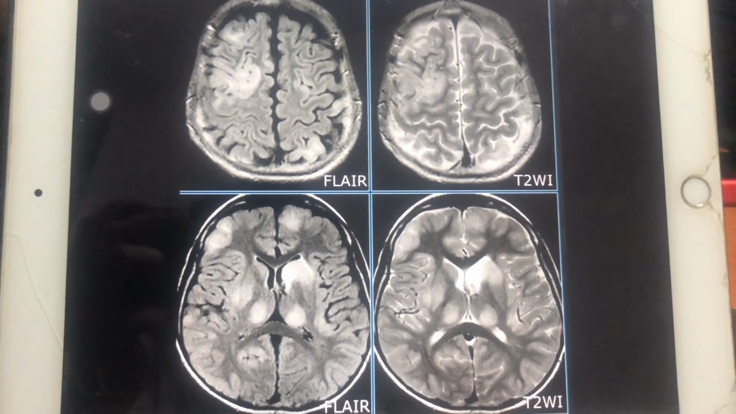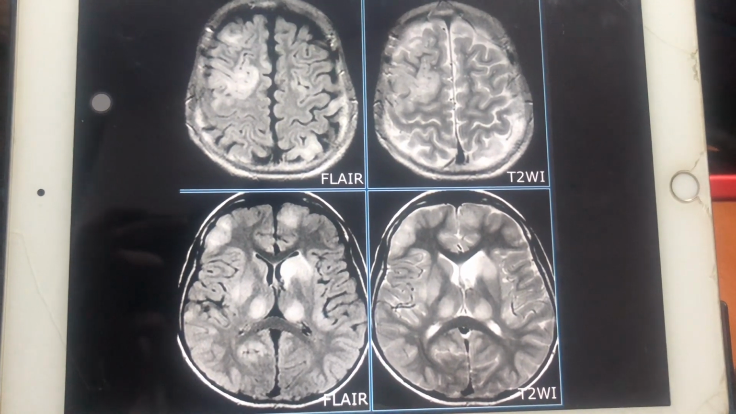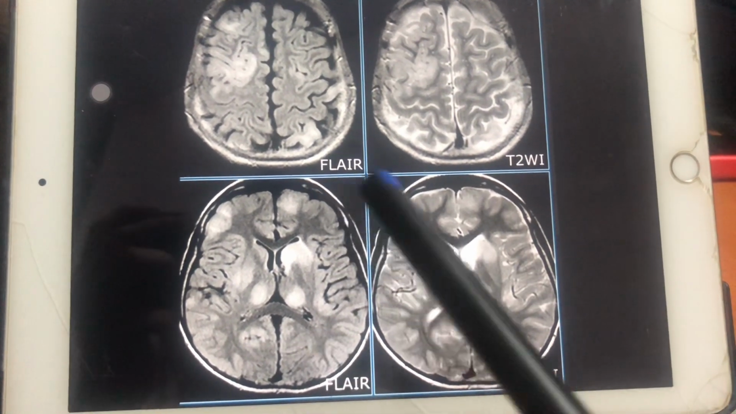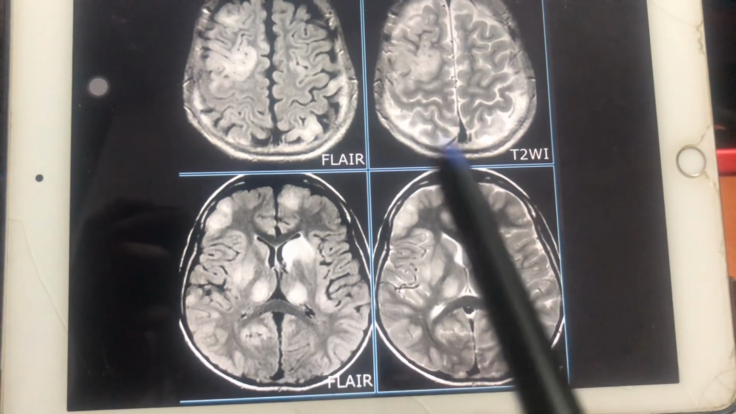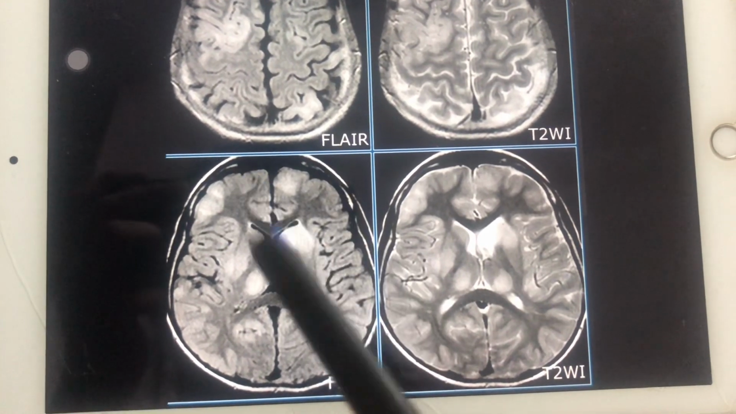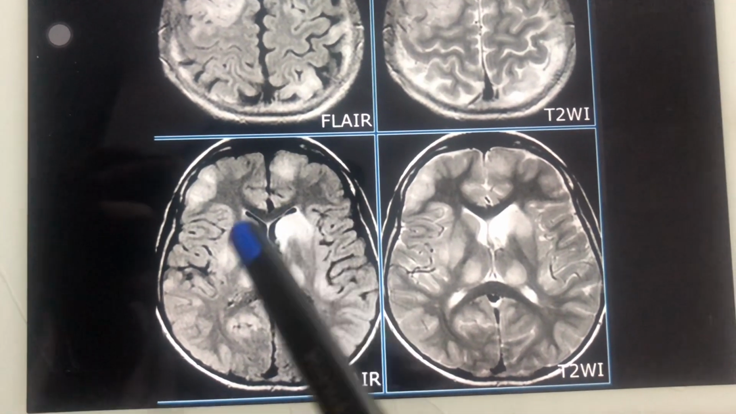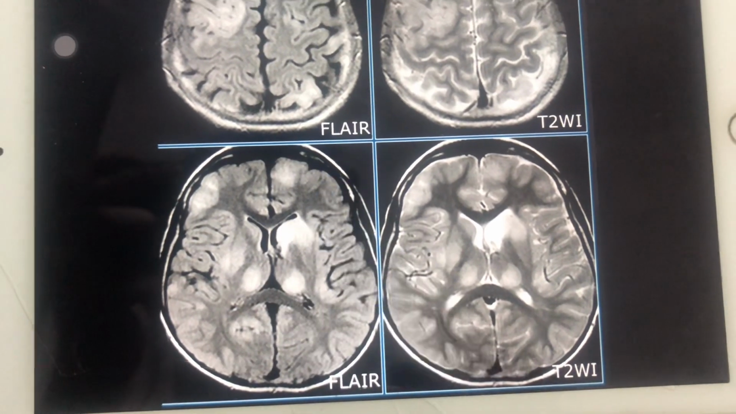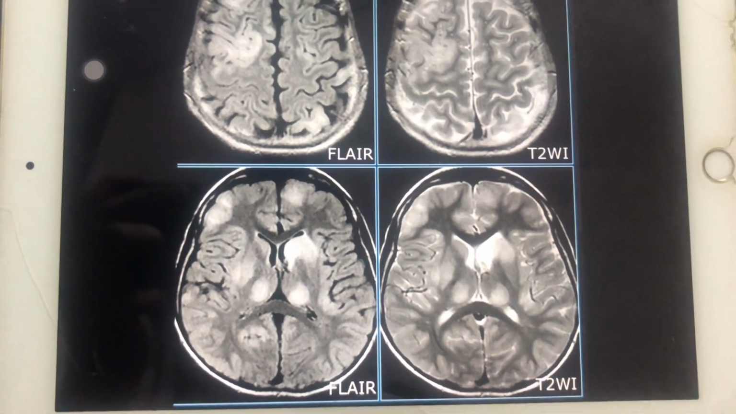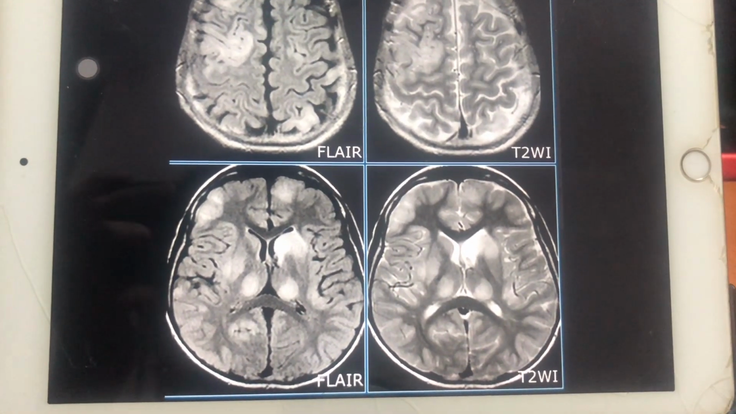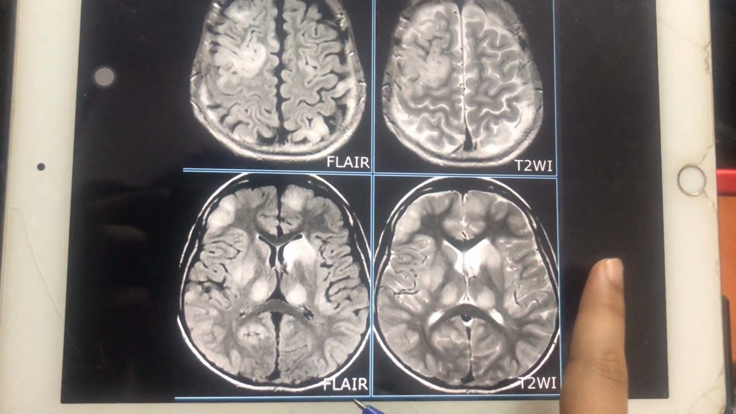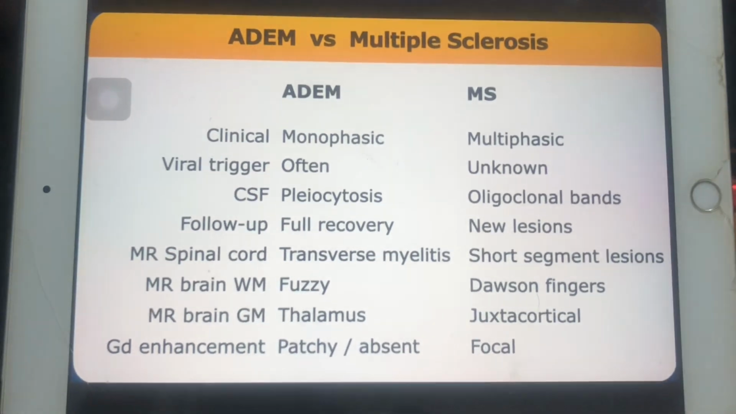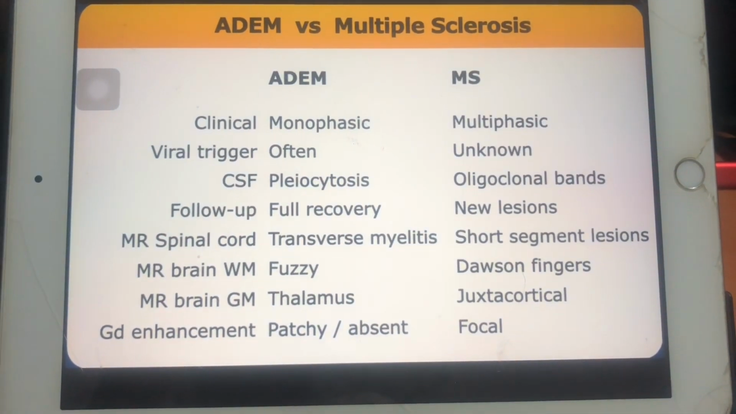As far as the brain in ADEM is concerned, there are cortical and juxtacortical lesions, again like in MS, but as far as the gray matter is involved, you have the thalamus as well as the basal ganglia that are involved in ADEM, whereas you won't see this in multiple sclerosis. That's how you differentiate. Again, this is a table that helps you differentiate between ADEM and MS.